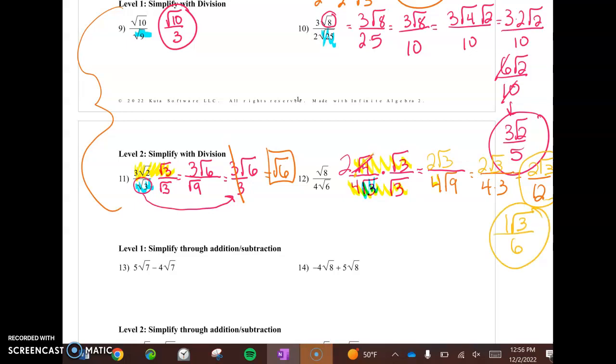I'll tell you, in my opinion, 9, 10, 11, 12 are the toughest part of the whole I Can. If you can get through the rest of it, and you struggle with 9, 10, 11, 12, that's okay. Those are tough problems.